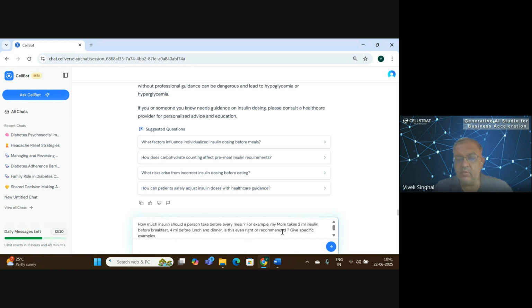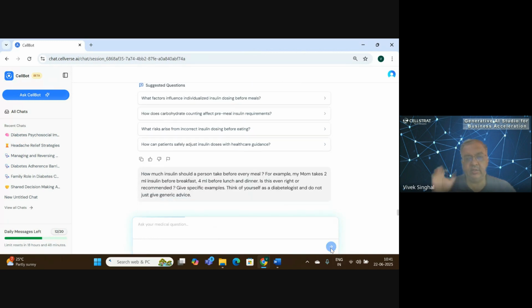So, we often do this. We give it a persona. In this case, I'm asking it to think of itself as a diabetologist doctor and not just give generic advice. I'm also giving a specific personal example, right? Let's try this, and see how the answer gets altered, if you will.